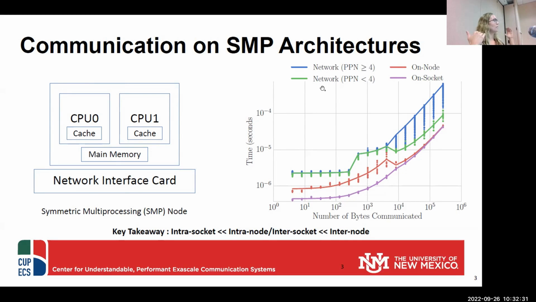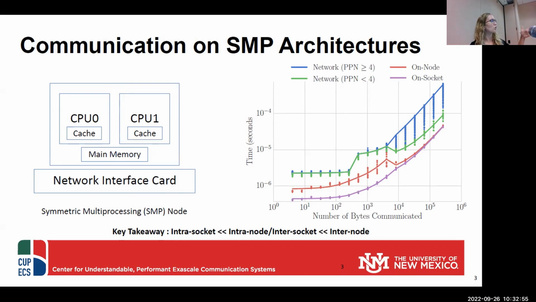The red line is communication between CPUs. These are on the same node, but they're not sent through socket, so they're shared through main memory instead of cache. And then the green and blue lines here are if we send between two nodes, so it goes through the network. The green line is if you have less than 4 processes per node. This is on Blue Waters. The blue line is if you have 4 or more processes per node because you hit injection bandwidth.